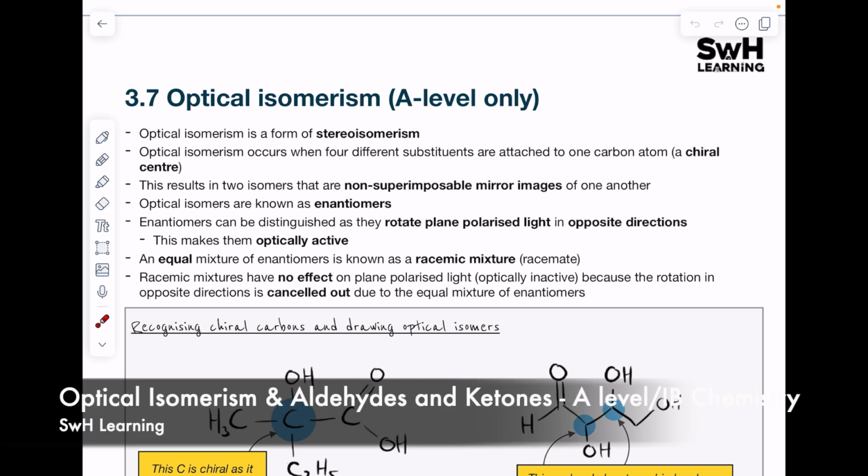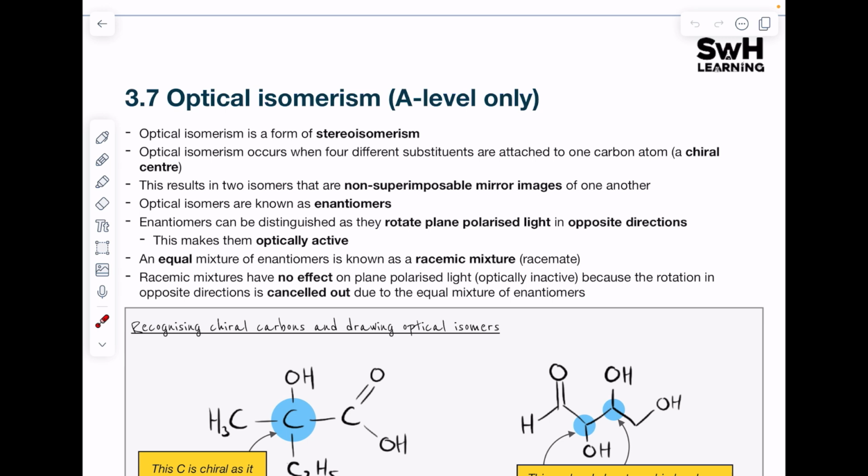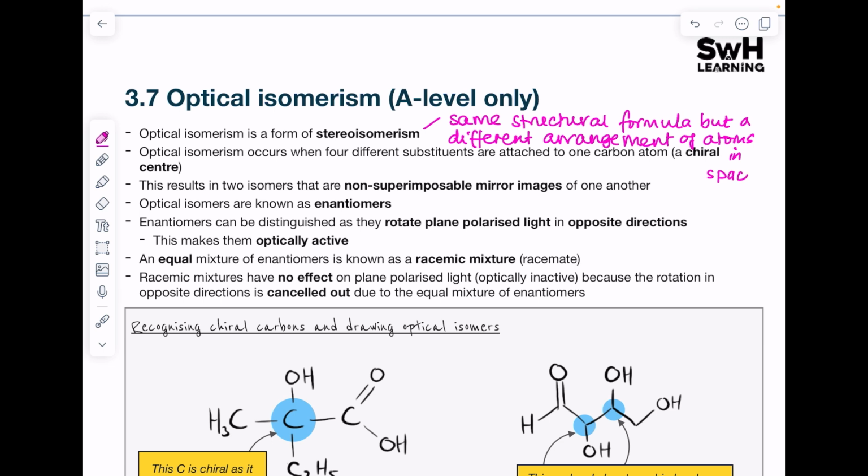Optical isomerism. Now, optical isomerism is a form of stereoisomerism. Remember that stereoisomers have the same structural formulae, but a different arrangement of atoms in space. Optical isomerism is a very specific form of stereoisomerism.